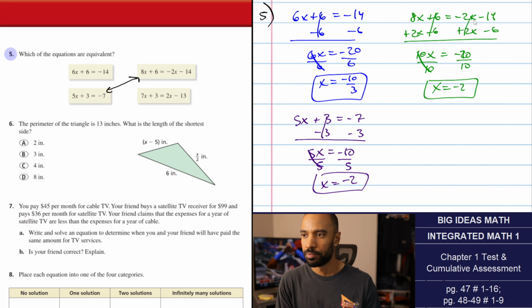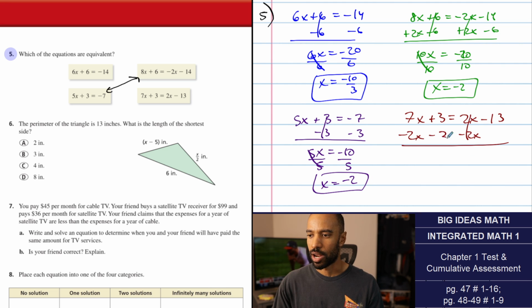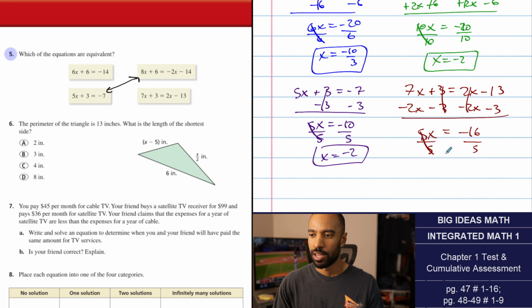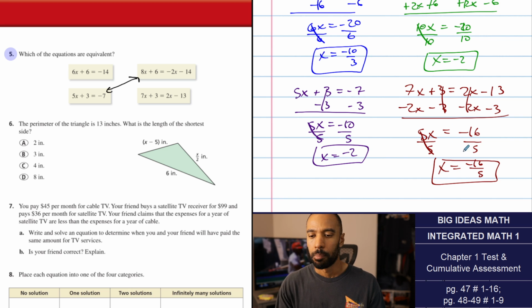And then the last one, I can solve for x. 7x plus 3 equals 2x minus 13. If I subtract 2x from both sides and subtract 3 from both sides, I get 5x equals negative 16. Divide both sides by 5, I get x equals negative 16/5. Now that can't reduce as a fraction, therefore it's not the same as this fraction. Even if this decimal is around negative 3.3, whereas this answer here is exactly negative 3.2. They're very close to each other's values, but they're not exact.